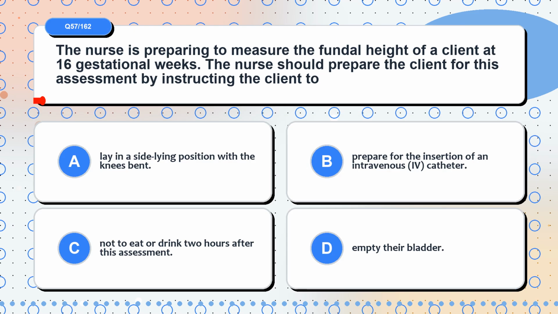Question 57. The nurse is preparing to measure the fundal height of a client at 16 gestational weeks. The nurse should prepare the client for this assessment by instructing the client to. Here are the options. Option A, lay in a side-lying position with the knees bent. Option B, prepare for the insertion of an intravenous IV catheter. Option C, not to eat or drink 2 hours after this assessment. Option D, empty their bladder.